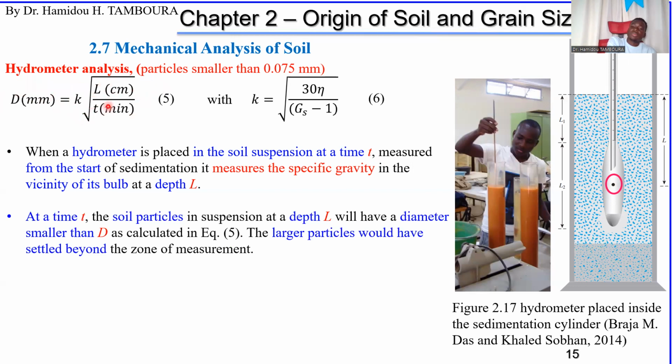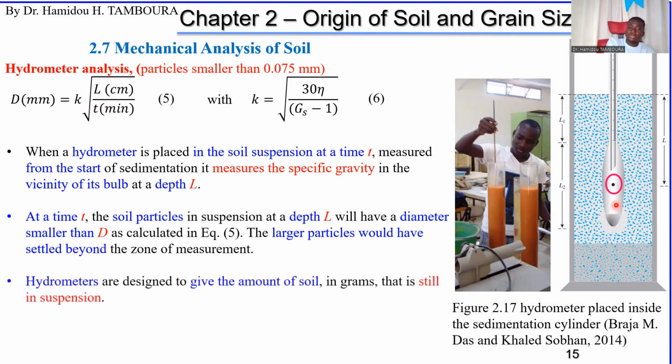So in that case, it means that this hydrometer is giving the amount of soil that is still in suspension. The amount of soil in suspension, not the amount of soil that has settled down. That is the meaning.